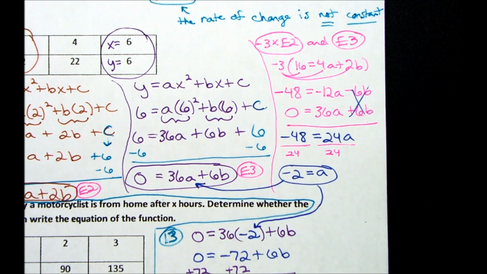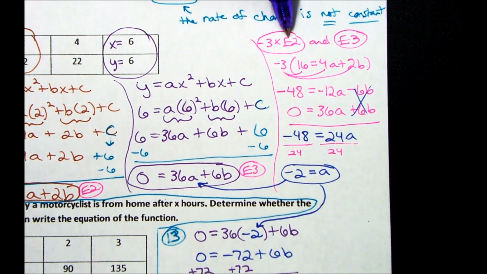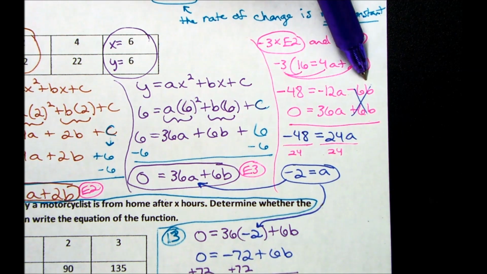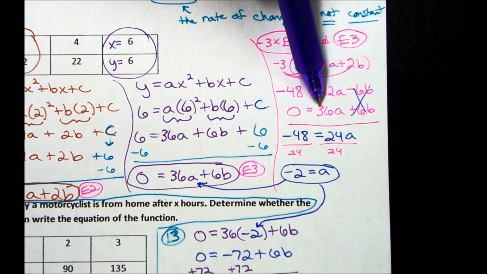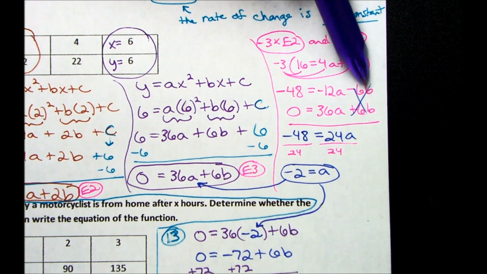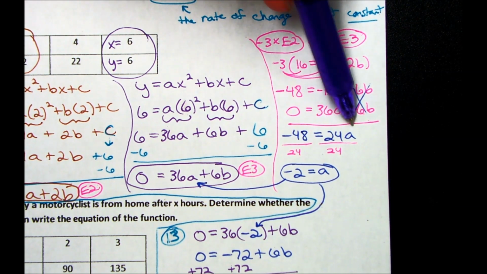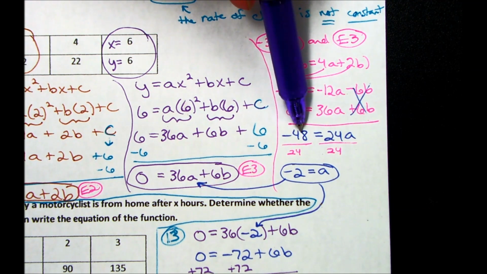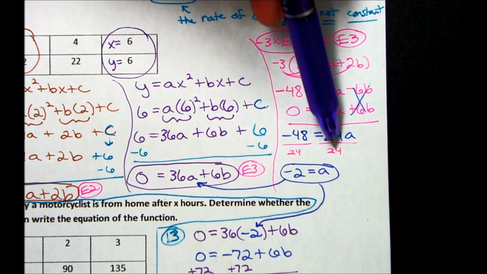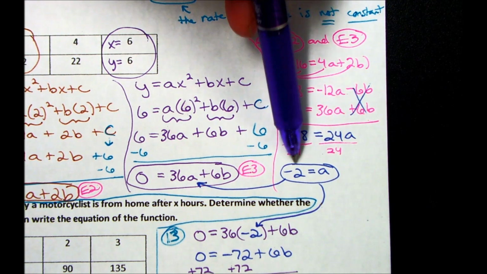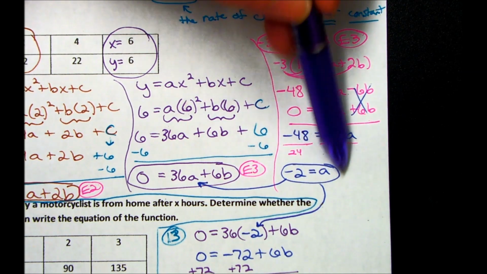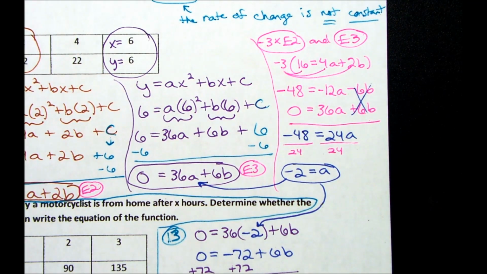So let me show you that work over here. So when I took the negative 3 times my equation 2, I get negative 48 minus 12a minus 6b. And then my equation 3 was 0 equals 36a plus 6b. So the b's now cancel out. If I add my a values together, I get 24a. Add your constants, you get negative 48. Divide now by 24, and you get a is negative 2. So we found the second variable.